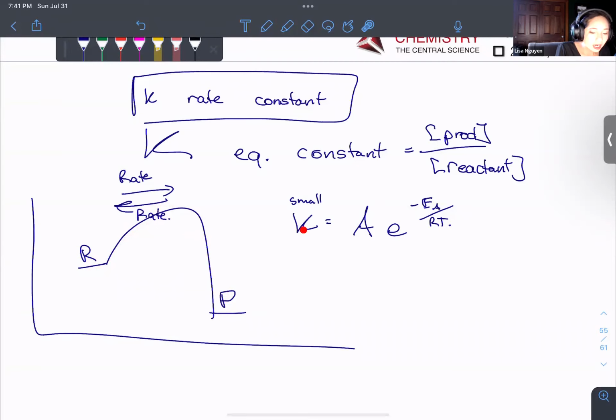Another way k can change is if we change the activation barrier to go from one side to the other. If we make the hill smaller, then more particles will be converted to products. So what we see based upon the Arrhenius equation is that k will increase when activation energy gets smaller or when temperature increases. So that's rate.